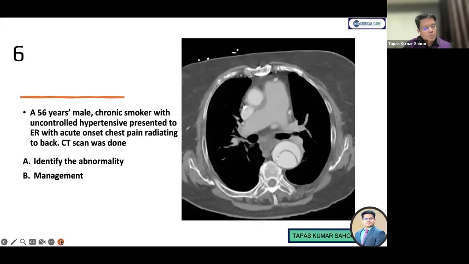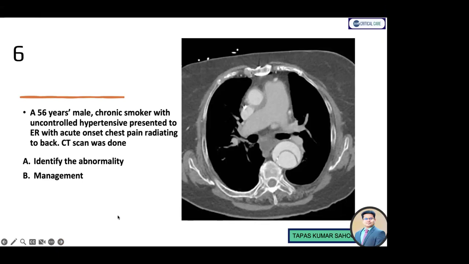Question number 6, straightforward. A 56-year-old male, chronic smoker with uncontrolled hypertension. Scan the question: uncontrolled hypertension. This is clue number 1. Presented to the ER with acute onset chest pain radiating to the back. Clue number 2: acute onset chest pain radiating to the back. You did the CT scan. Hardly out of 10 causes, you straightforwardly send the patient for CT scan. One of these is the answer to this question. So clue number 3. Identify the abnormality, management. Smart answers?